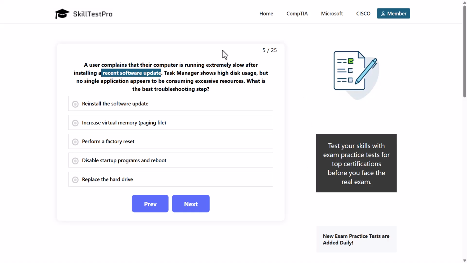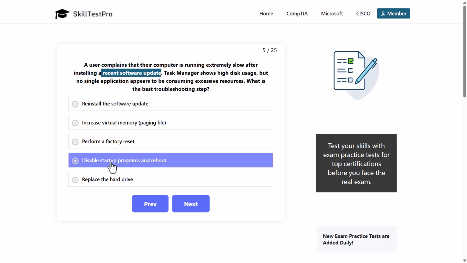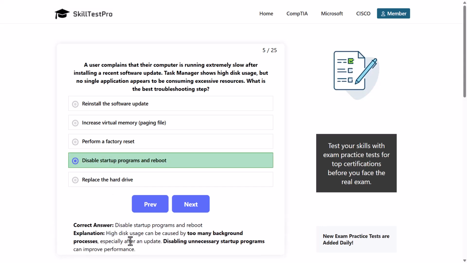And the best thing to do would be to disable startup programs and reboot, as high disk usage can be caused by too many background processes, especially after an update. Disabling unnecessary startup programs can improve performance.